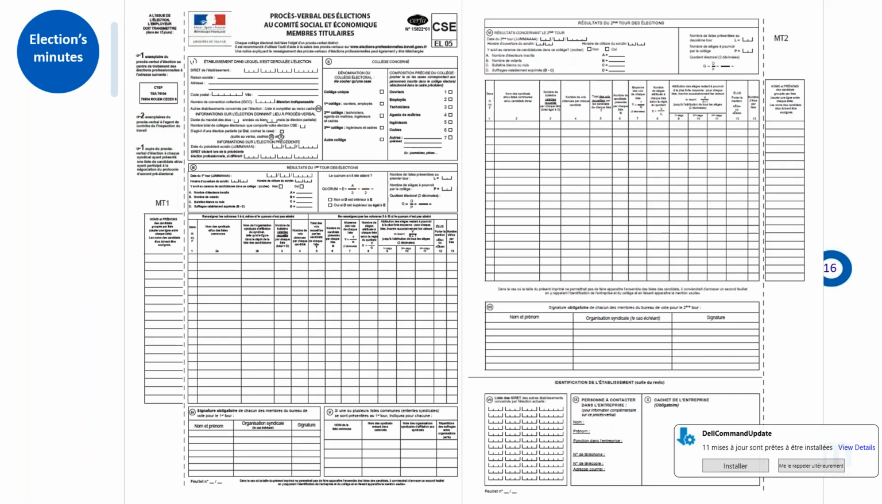This is very important. You have one for the permanent members, and you also have one for the substitutes, and you have also one per college. So you'll have one for the executives or managers, for example, and one for the non-executives, meaning you can have several forms like that to fulfill, depending on the number of colleges and what we call permanent and substitute candidates.